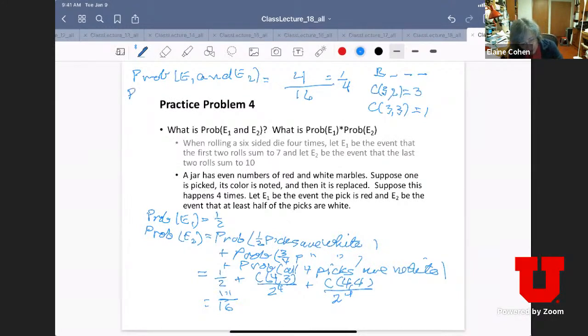What is the probability of E1 times the probability of E2? Well, that would be 11/16 times a half, which would be 11/32, if I got this right. Now, that's not equal to 1/4. So obviously, the product rule doesn't work for this case, and it doesn't work for this case because they're dependent events. They're not independent events.